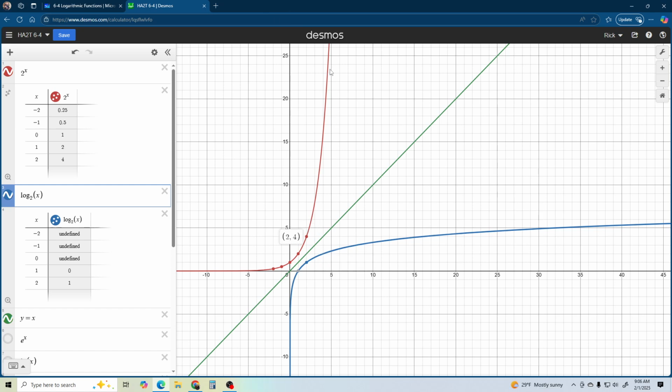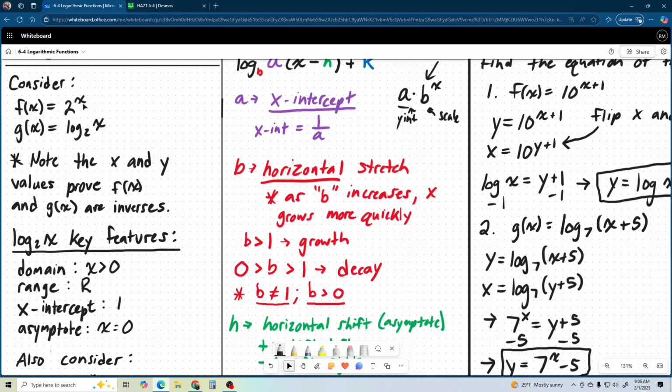And if you pick any point, x comma y, on our 2^x graph, you pick the same point, y comma x, on our log base 2 of x graph, you're going to get the same thing, where they're going to be flipped, right? Okay, awesome. So that was just me showing you in two different ways that we can show that the log is the inverse of the exponent graph.